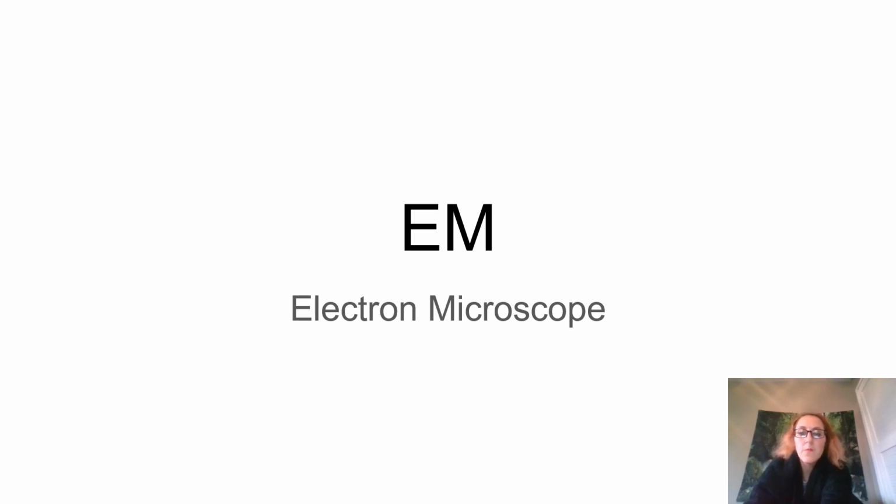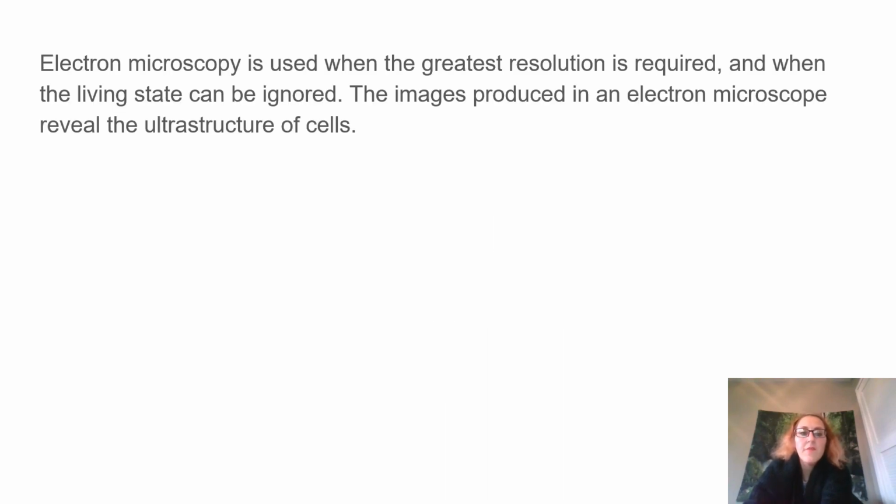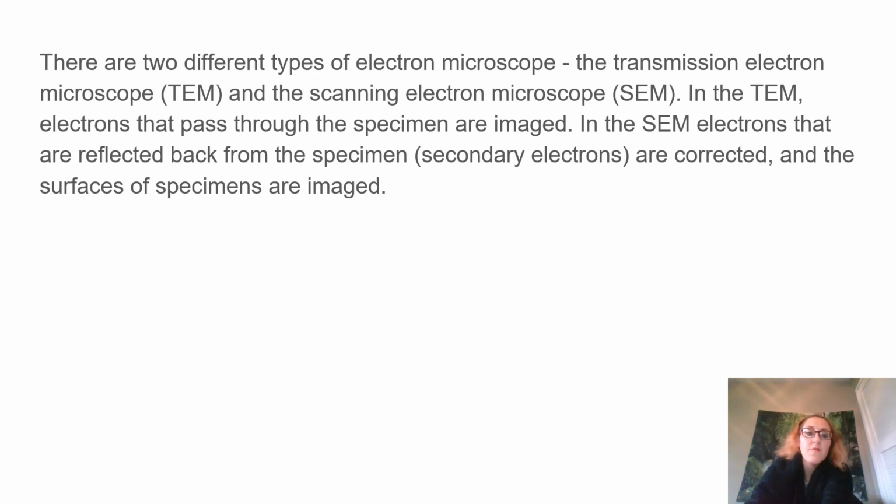Electron microscope. Electron microscopy is used when the greatest resolution is required and when the living state can be ignored. The images produced in an electron microscope reveal the ultrastructure of cells. There are two different types of electron microscope: the transmission electron microscope, TEM, and the scanning electron microscope, SEM.